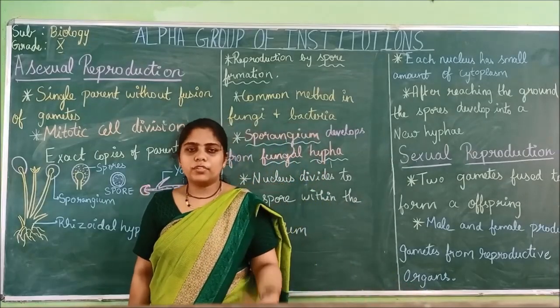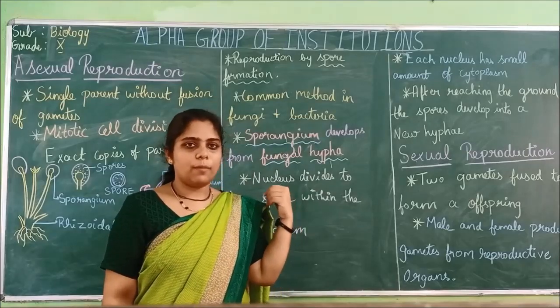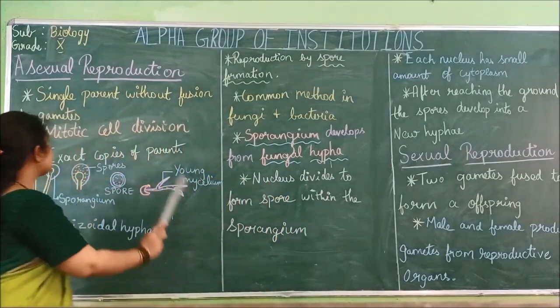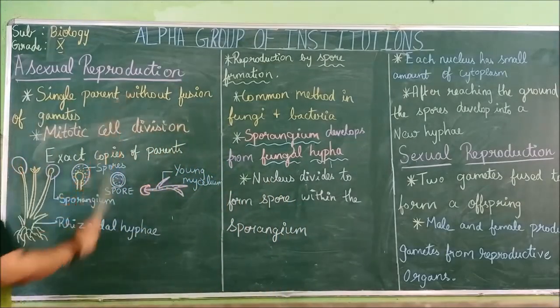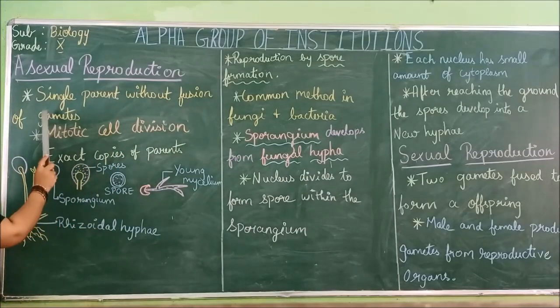Now I am going to give a detailed recap from the first. Asexual reproduction happens. This is the second part of reproduction.